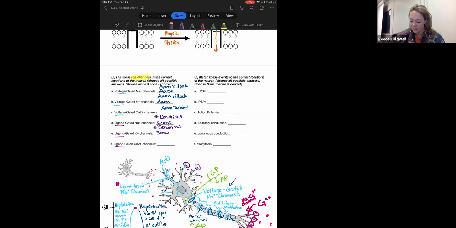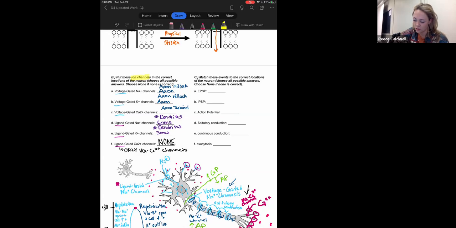And then lastly, ligand-gated calcium channels. This is one of Dr. Chang's short questions. These are seen nowhere. We only have voltage gated calcium channels. That's one of those trick questions. So make sure you know we only have voltage gated calcium channels. All right, so we have now answered part B.